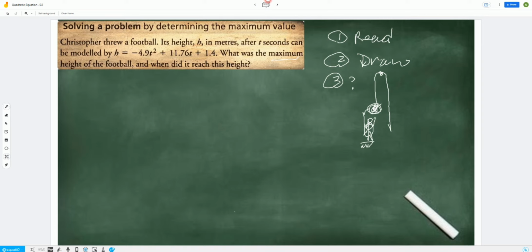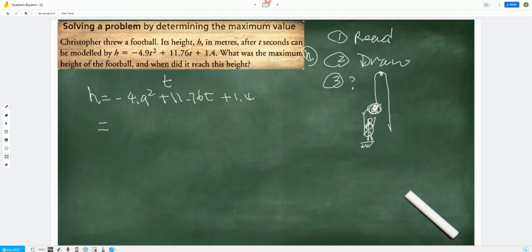So maximum value means this parabola opens downward, right? When did it reach its height? That means the time, right? Time. And then maximum value means h. Maximum h. So it asks you to find out the vertex, right? Because a is less than 0, it should open downward, so we have a maximum value. So these questions determine the maximum value. Okay, let's copy the equation. h equals negative 4.9 t squared plus 11.76 t plus 1.4.